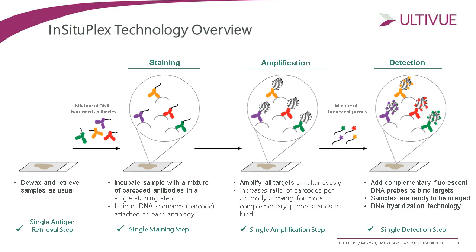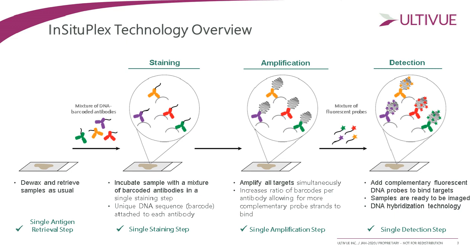And this increases the number of binding sites for what we use in the next step, which is the detection step. So we use a mixture of fluorescent probes. The detection step is actually based on a DNA hybridization technology. The fluorescent probes that we use are made of a DNA sequence, which is complementary to the barcode sequence, which is on the antibody, and the fluorophore.